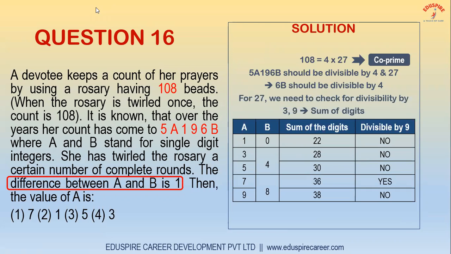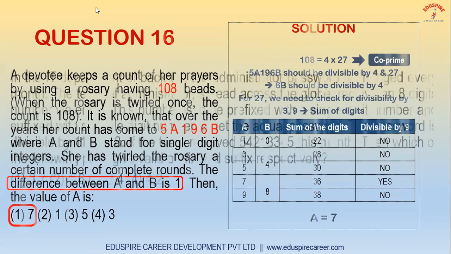Now for each of these cases, I'm trying to understand whether the sum of digits is a multiple of 9 or not. And I get only one case where it is a multiple of 9. So all other cases are eliminated. So the only possibility that will create a situation where it could be divisible by 4 and 27 is that the value of A has to be 7. So our answer to this question will be option 1, that's 7. I hope that was clear, guys. All right, we'll move to the next one.